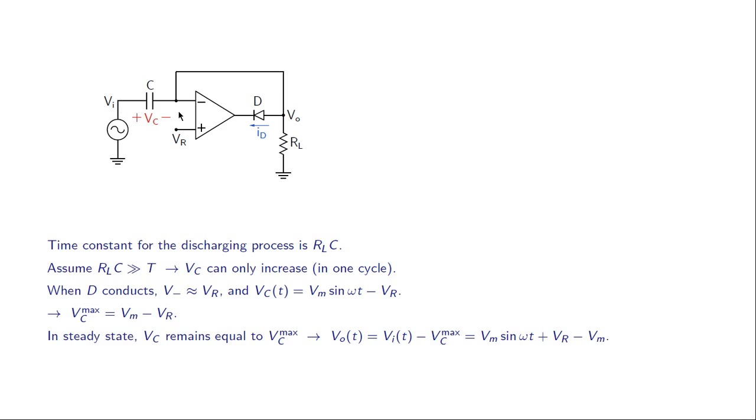Vi minus Vc, that is Vi minus Vc max, or Vm sin omega t plus VR minus Vm. And as in the previous case, the diode voltage drop V on does not appear in this expression for Vo of t.